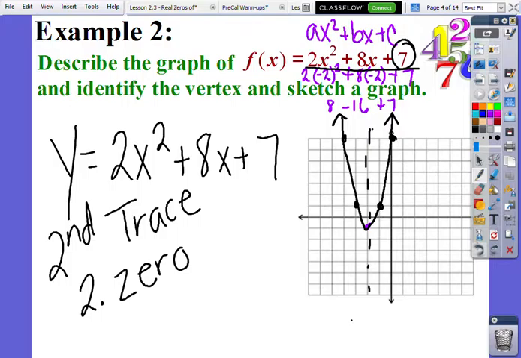but I don't know exactly what they are without doing that in my calculator or with my quadratic formula. Okay, so I think that's kind of enough to give you an idea about working with quadratics, and then we can go on and talk about some higher order polynomials.